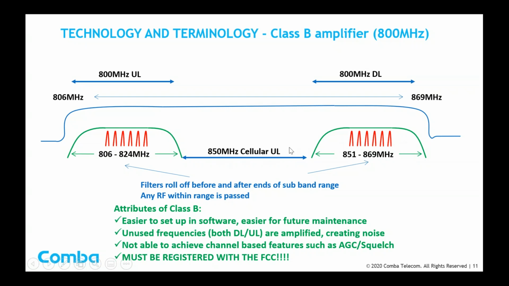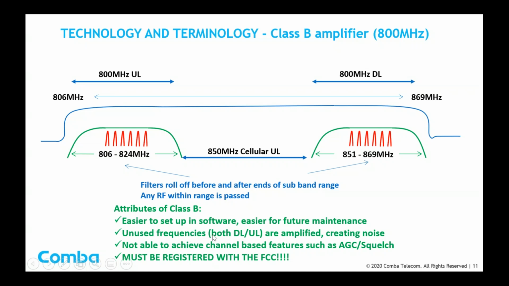So what that means is we're going to keep this stuff out, but what's not so good is this filter, as you can see, will not only allow these signals to pass, but it will allow anything else within here to pass, and some of that you may not want. So Class B, the attributes of it is it's easier to set up in the software, and it's easier for future maintenance. What I mean by that is if a jurisdiction adds more channels, as long as the original filter was wide enough to encompass those additional channels, nothing needs to be done.